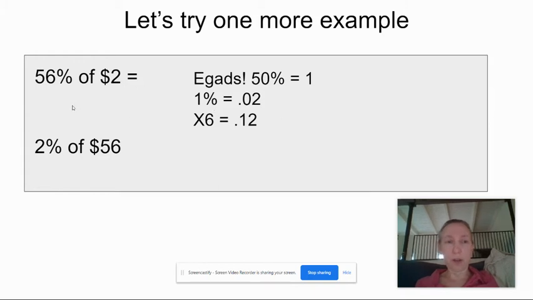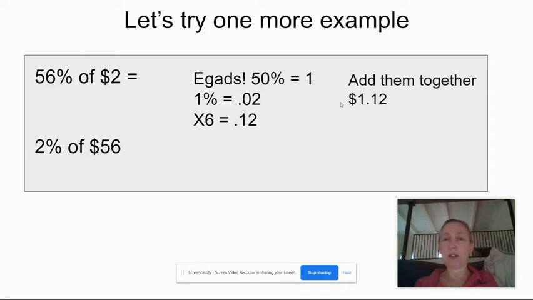And then 1%, we move the decimal 2 places to the left to get 2 cents. And then we're going to multiply it by 6. So 2 cents times 6 is 12 cents. And then we're going to add them together and get $1.12. 50% is 1, 6% is 12 cents.